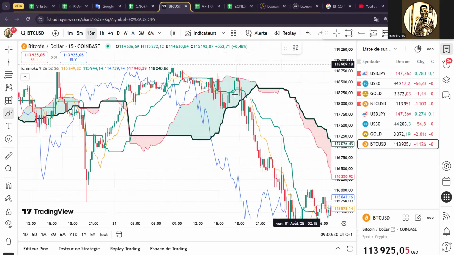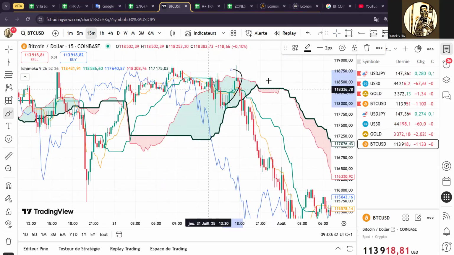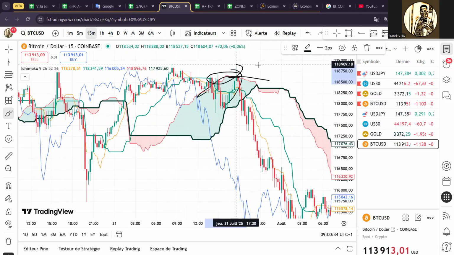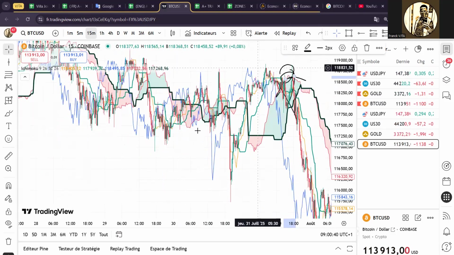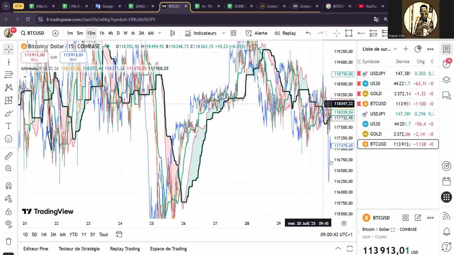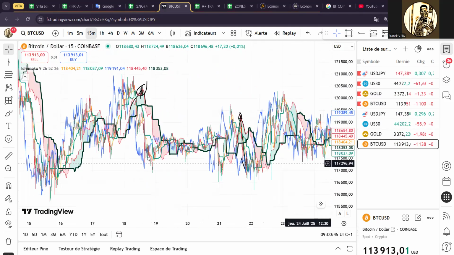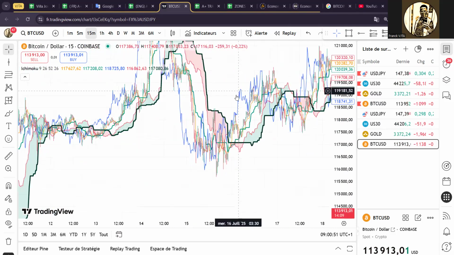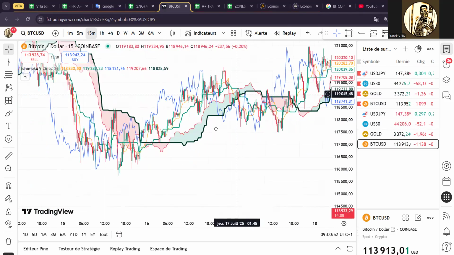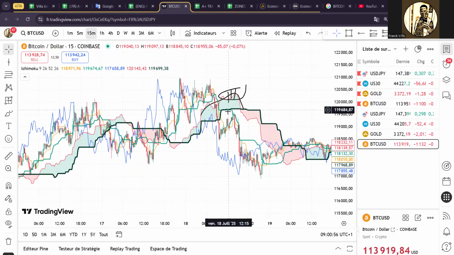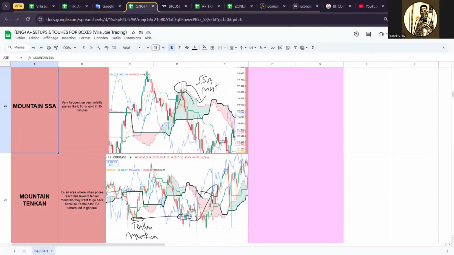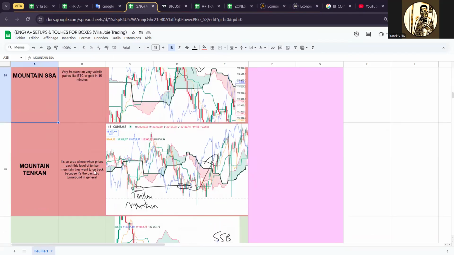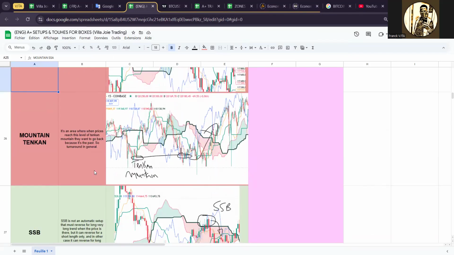Like the candle comes on the mountain of SSA, placing their wicks. Normally, it should go down like this without touching that SSA. It happens a lot on pairs like Bitcoin, gold. Pairs that sometimes range and sometimes are faster, like gold. It happens a lot on range pairs also. Anyway, let's continue. In 15 minutes, most of the time, 1 hour maximum.